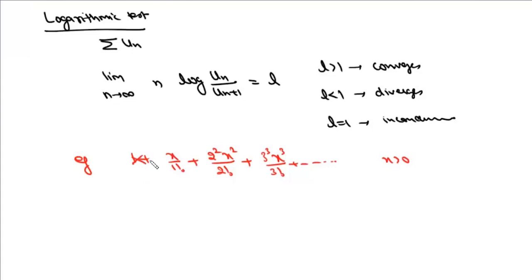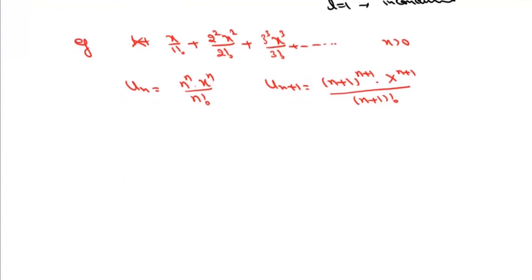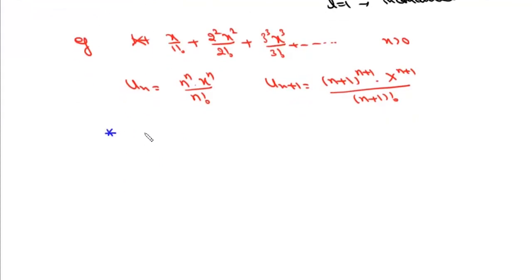Now if we omit this first term, we can write un for the series as n to the power n into x to the power n upon factorial n. And un plus 1 will be n plus 1 to the power n plus 1 x to the power n plus 1 upon factorial n plus 1. Now first we'll use D'Alembert's ratio test. So we'll find this limit n tends to infinity un upon un plus 1.